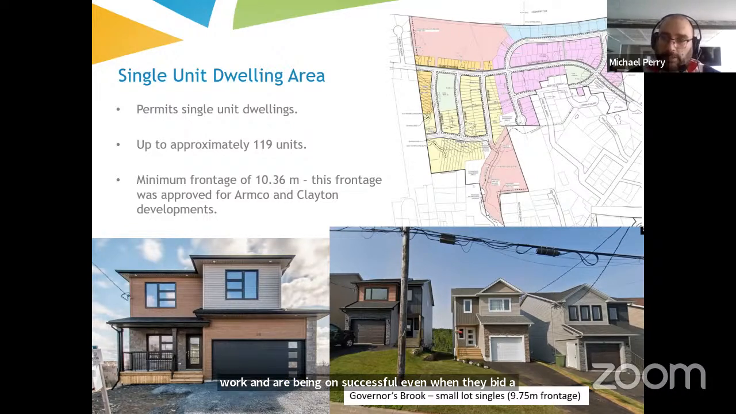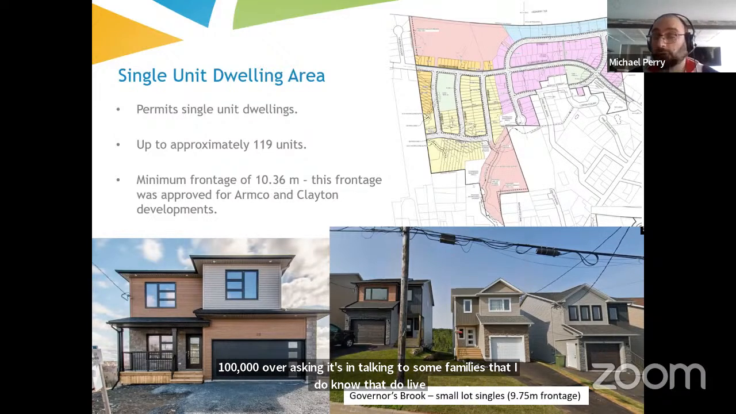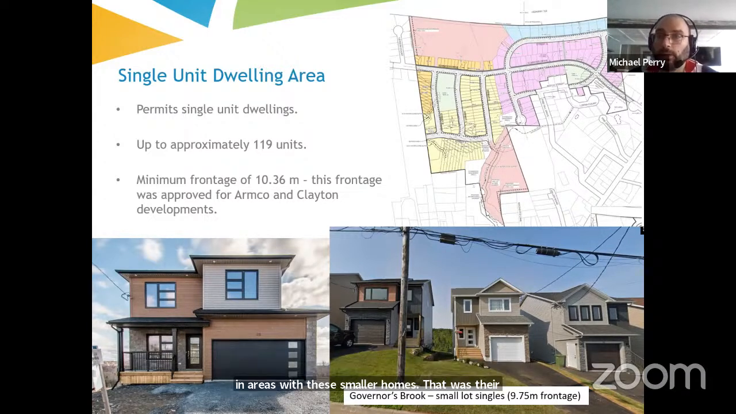In talking to some families that I do know that live in areas with these smaller homes, that was their only option within the price point to get into a single family home to raise their family as their first starter house. I do not see this housing market going anywhere in the near future. I believe that these smaller lots do offer a price point into a better quality home than some of the other options that would be out there for similar size.